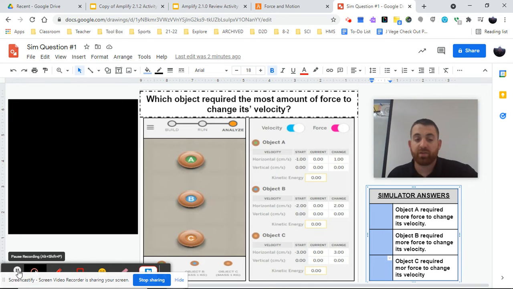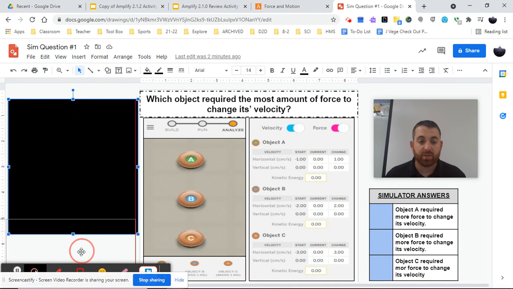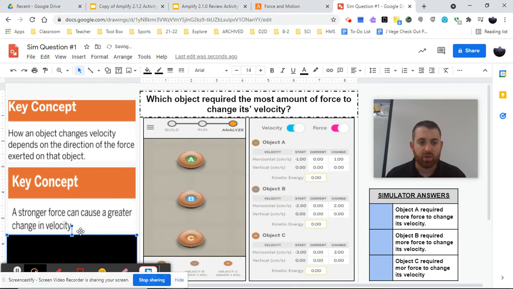All right, I'm assuming you played the video, so let's go ahead and go over the answer. So if we're looking at applying our key concepts, let's look at which ones we should be focusing on. First key concept: how an object changes velocity depends on the direction of the force that's been exerted on that object. So each of these objects had a force exerted to cause it to stop. So how this object changes depends on the direction of the force. So all of the forces were applied against them to cause them to stop.